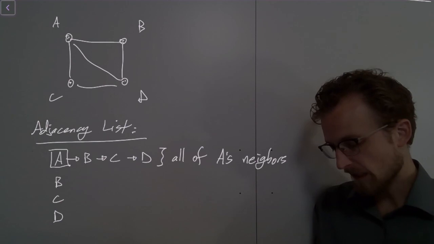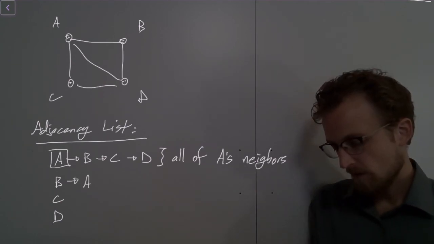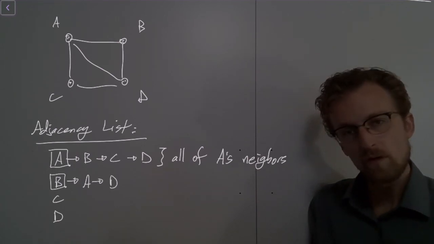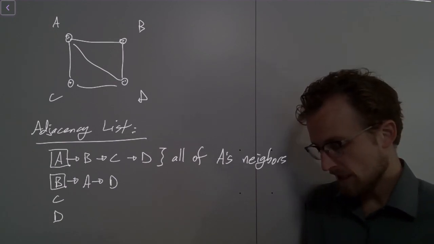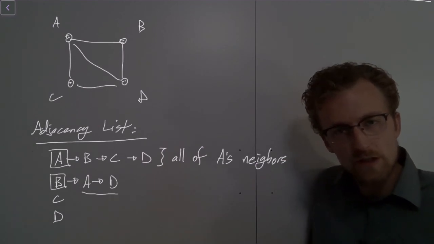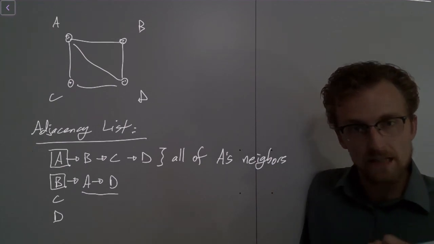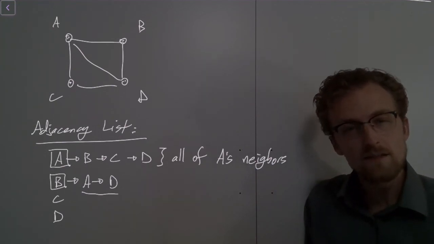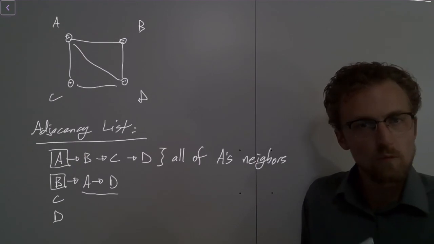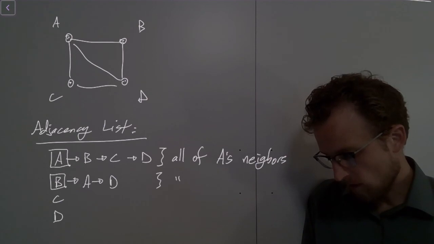Right, and so then B is going to have a similar list. B is only connected to A and D, so it'll have a pointer to A and a pointer to D. And notice that when I'm writing this, I have A pointing to D. That's just a vestige of the data structure. It isn't representing that A is connected to D. This is B's list, so everything in B's list is just telling me what B is connected to. So this list here is all of B's neighbors.